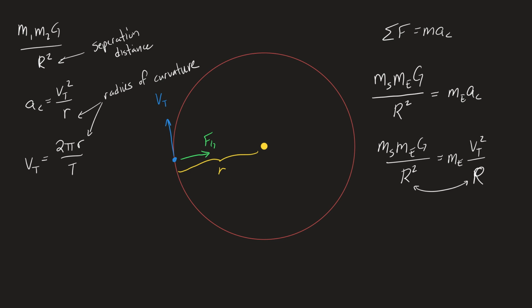Okay, do you notice things cancel here? I'm noticing things cancel. The mass of the Earth cancels. And because we said the separation distance and the radius are the same, one of the R's cancels, giving me mass of sun, G over R equals VT squared. Okay, step 1.